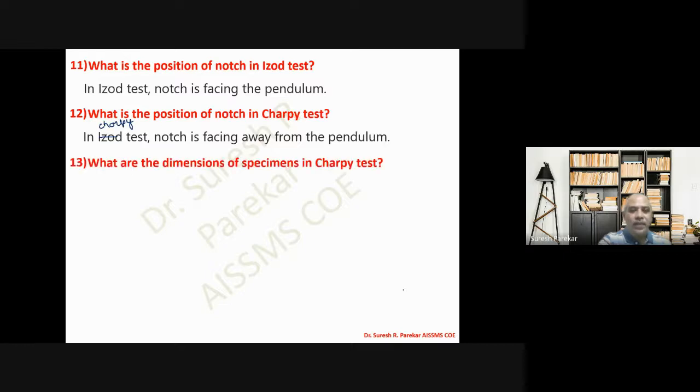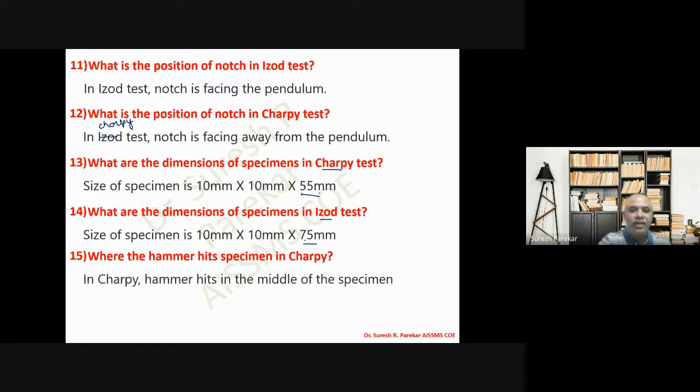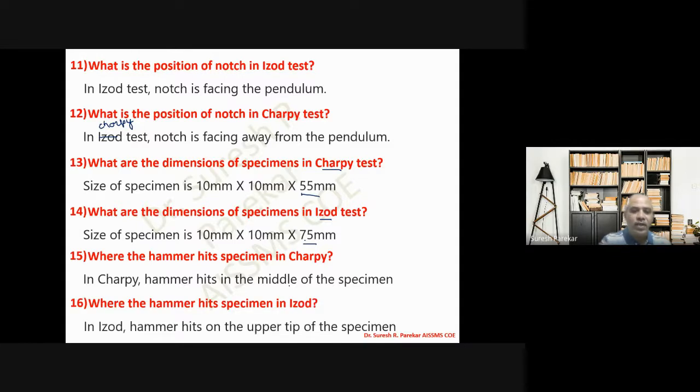What are the dimensions of the specimen in the Charpy test? We have 10 by 10 by 55. The dimensions in the Izod test are 10 by 10 by 75. Where does the hammer hit the specimen in Charpy? I already mentioned that in Charpy the hammer hits in the middle of the specimen and the notch is on the opposite side. Where does the hammer hit in Izod? In Izod it hits on the upper tip of the specimen.